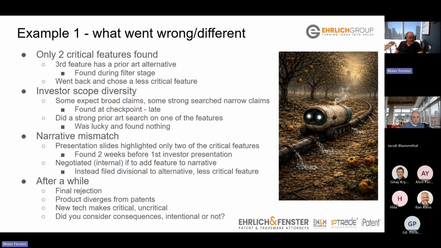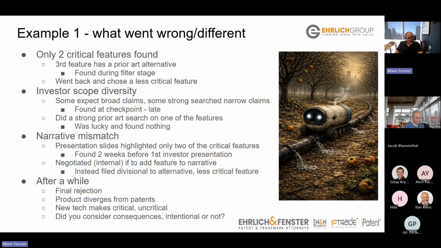You look into your investors and you discover that some of them want to see broad claims. Some of them want to see narrow claims, but that have a search done which proves that they are really viable. Of course, you didn't discover this at the beginning, you discovered it during your checkpoint. So it's good that you had a checkpoint, but it's bad you didn't do it earlier. So you had to do a prior art search, and luckily for you, you didn't find anything, but it could have gone the other way.